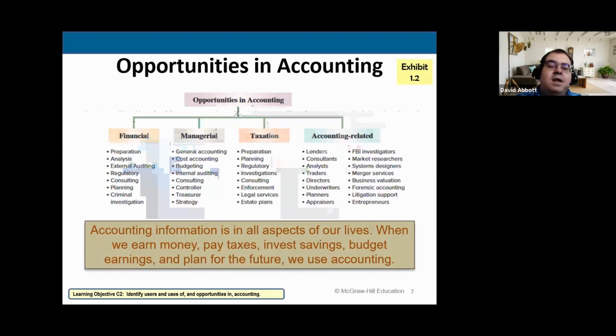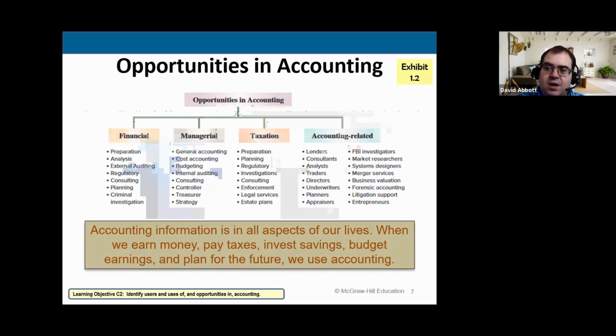Then we talk a little bit about the different types of jobs that are available in accounting, which are a lot. I noticed some of you mentioned you wanted to become CPAs and accountants, but there are a lot of things besides that which utilize accounting. We see here in the financial industry: managers, taxation, and accounting related. Those are all different areas that use accounting information.